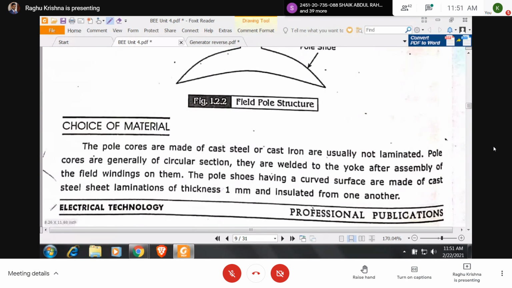So here pole cores are made up of cast steel or cast iron. You can have cast steel or cast iron, and they are usually not laminated. So here the pole cores are usually not laminated.